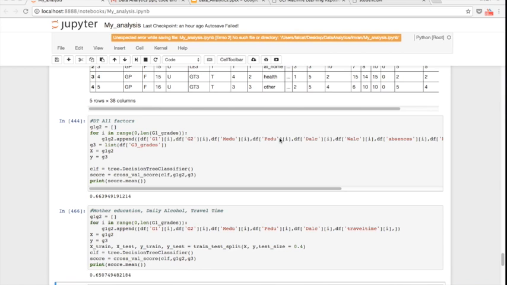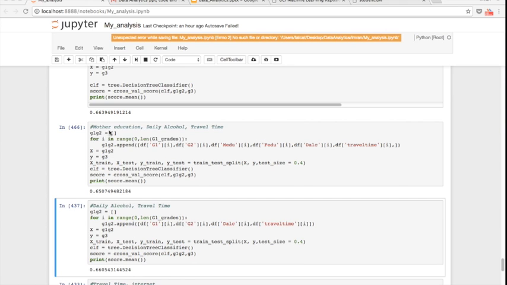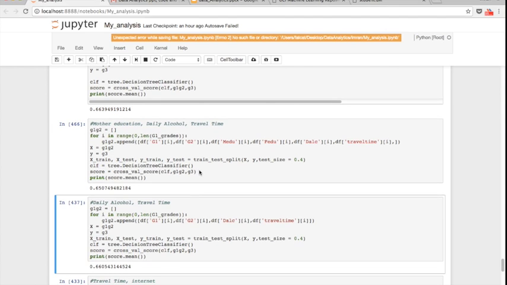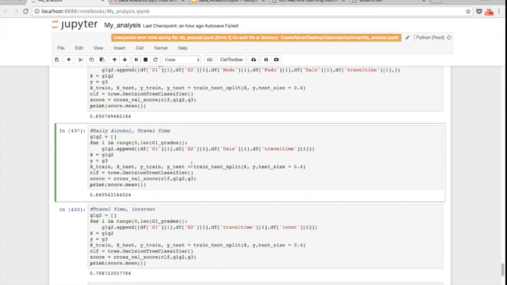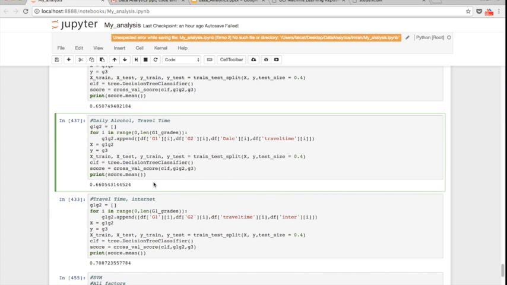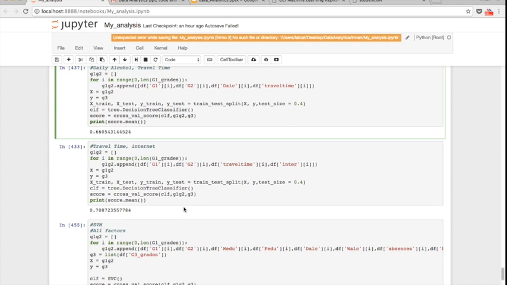We're going to look at my first model with a decision tree. Over here I took all factors and I got a prediction score of 66%. And over here I'm looking at only mother's education, daily alcohol and travel time. This has a 65%. I included father's education as well. And over here I have daily alcohol and travel time. This has a 66%. And with travel time and internet I have a 70% prediction score.